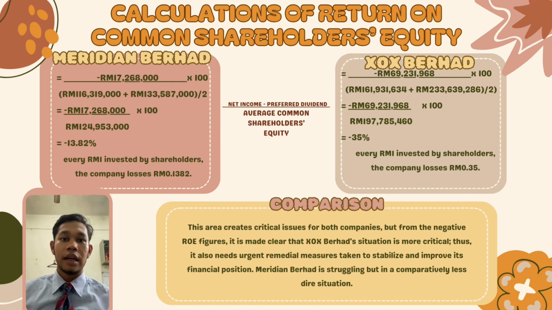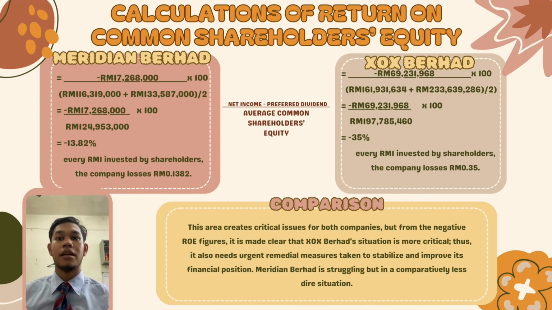And now we continue with return on common shareholder equity. The negative 13.82% return on equity, ROE, indicates that Meridian Berhad is not generating a positive return on the investment made by its shareholders. The value of negative 13.82 shows that for every 1 ringgit invested by shareholders, the company loses 0.1382. This loss gives a negative impact to the ability of Meridian Berhad to attract future investors to invest in their company.